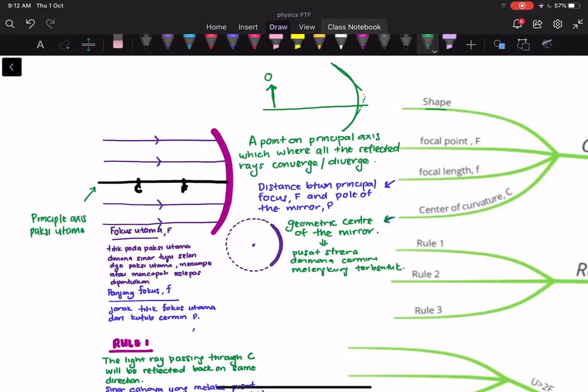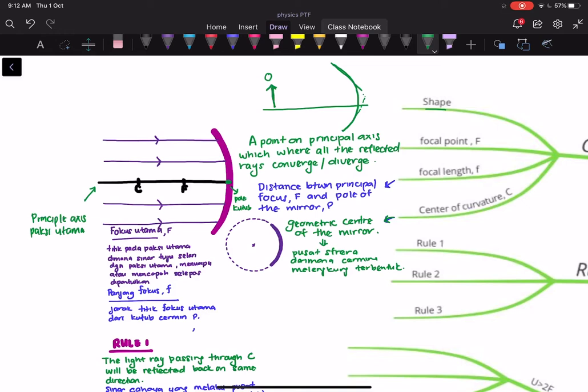And the point where the principal axis touches the mirror, we call this the pole of the mirror, ataupun kutub cermin. Pole of the mirror, ataupun kutub cermin. So remember these 2 points here.